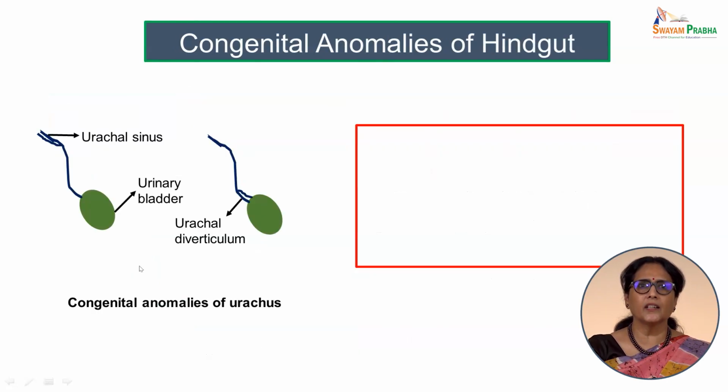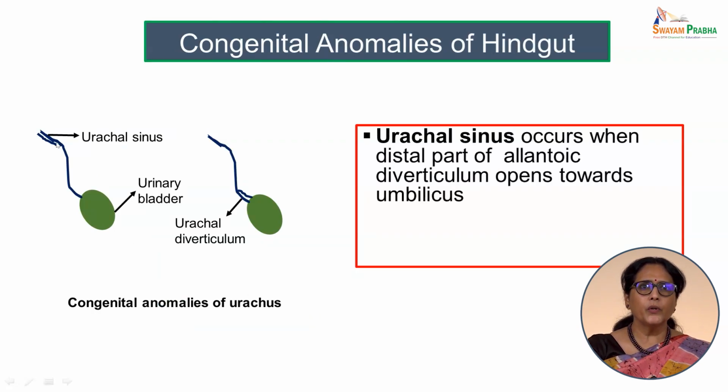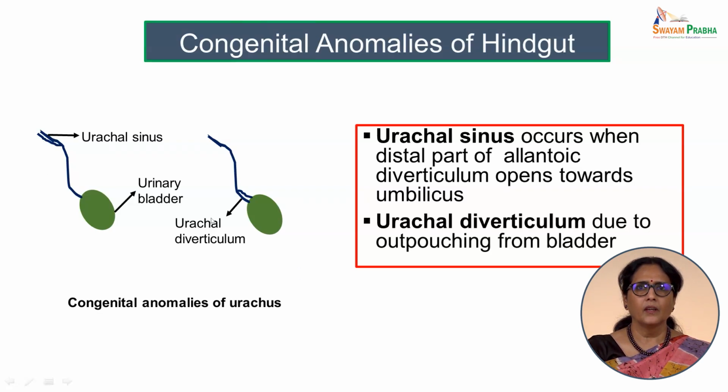Here are two other congenital anomalies of urachus. Urachal sinus occurs when the distal part of the allantoic diverticulum remains patent and opens towards the umbilicus. Urachal diverticulum appears like an outpouching of the urinary bladder. It occurs when the proximal part of the urachus remains patent.